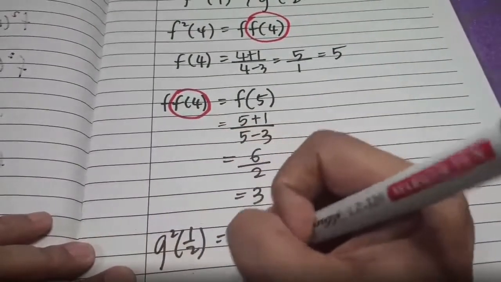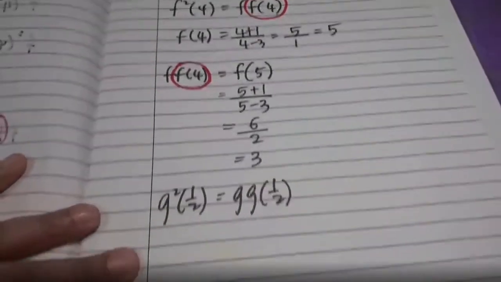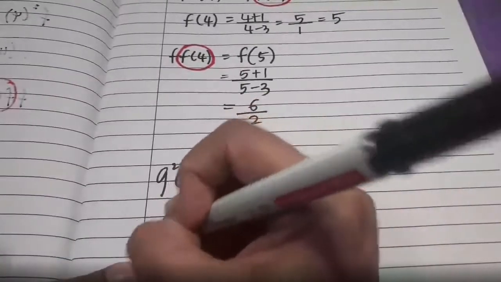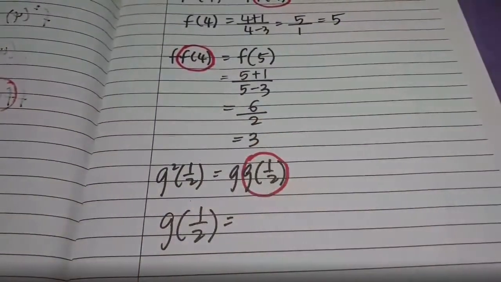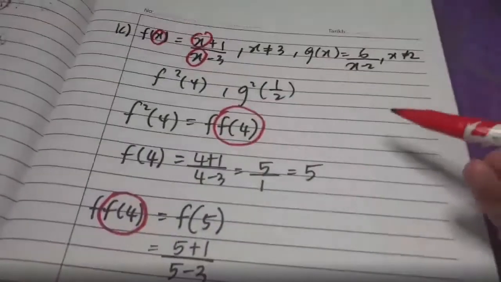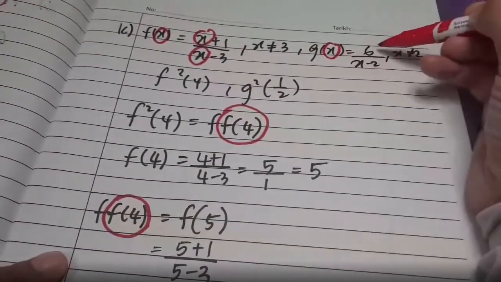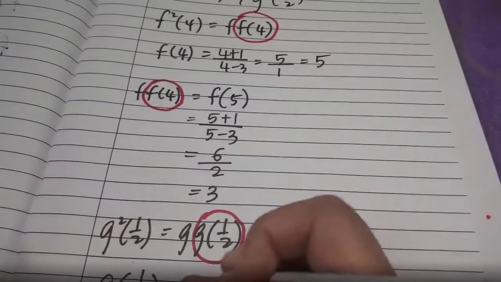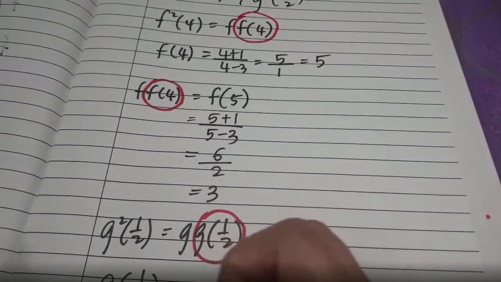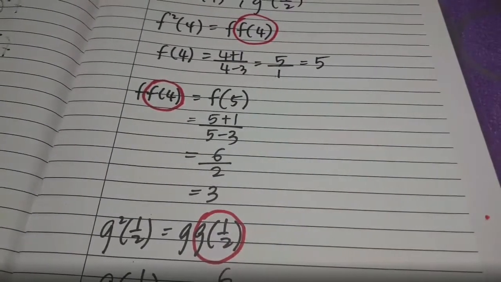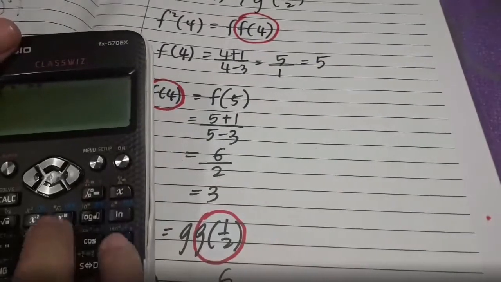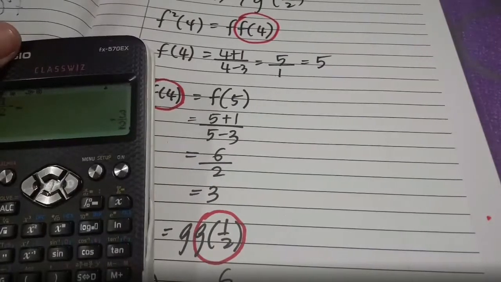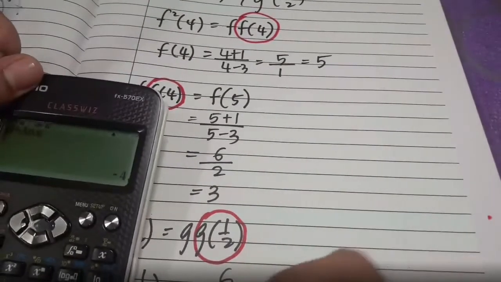Okay, next. GG 1 over 2. This is GG 1 over 2. So, we solve G 1 over 2 using function G. Okay, function G just now. Gx equal to 6 over x minus 2. So we don't want x. Now we want to use 1 over 2. So 6 over 1 over 2 minus 2. So 1 over 2 minus 2. Then 6 divide answer, you get negative 4.